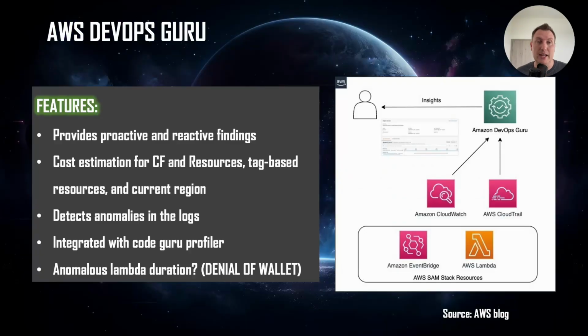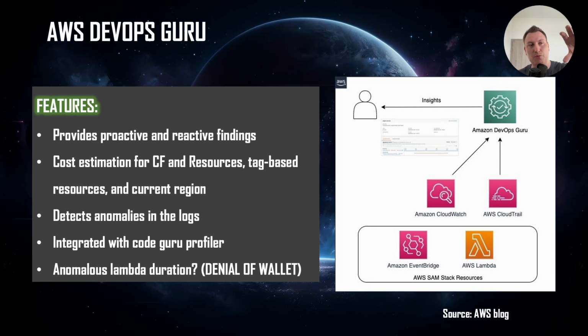So AWS DevOps Guru is another great service that people usually forget. It's a proactive and reactive service. It has proactive and reactive findings, and that's the important fact. You can run it and get the data from CloudWatch and CloudTrail, obviously some of the most important services in AWS.